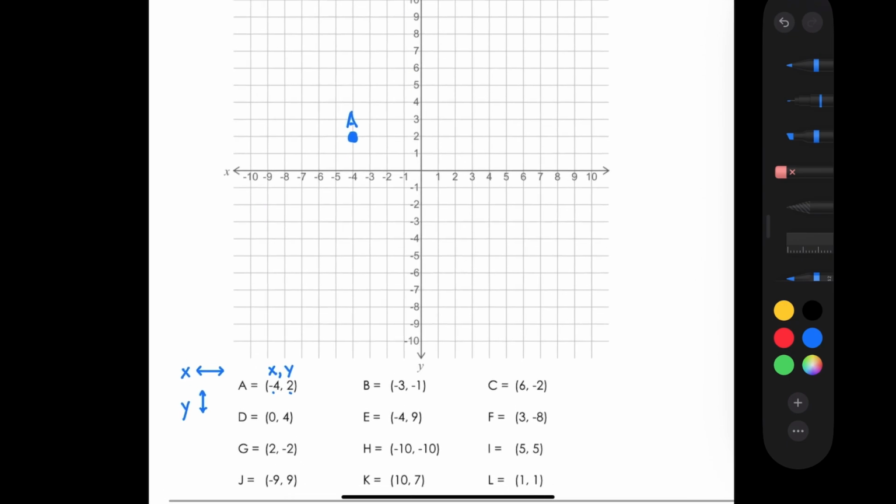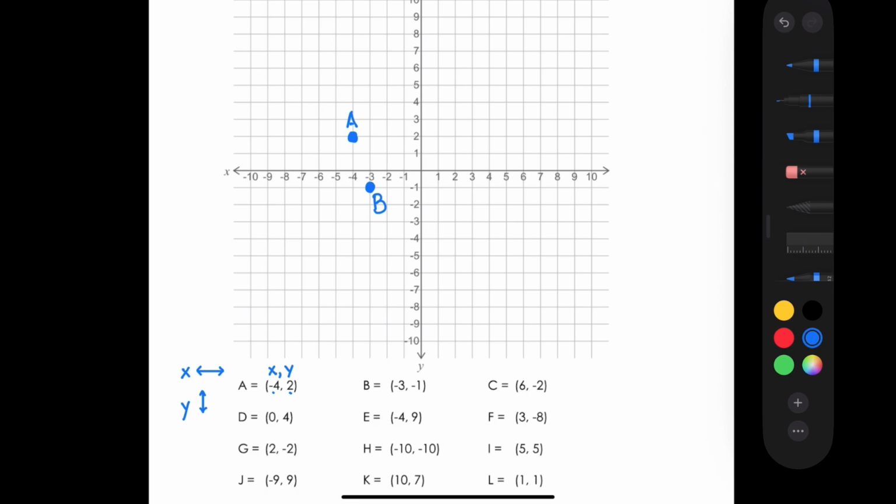Let's try about 2 more, and then we'll go on to the next page. The next one is -3, -1. So starting at 0, 0 again, I go -3, 1, 2, 3, and then -1. -1 right here. And that is point B.